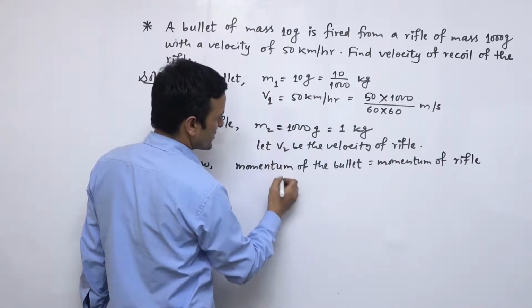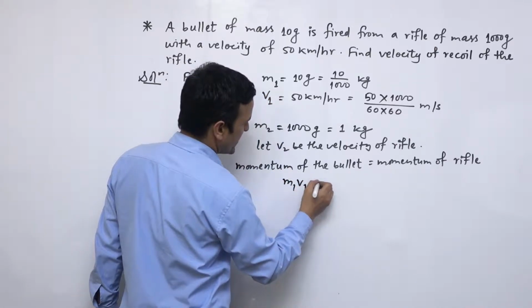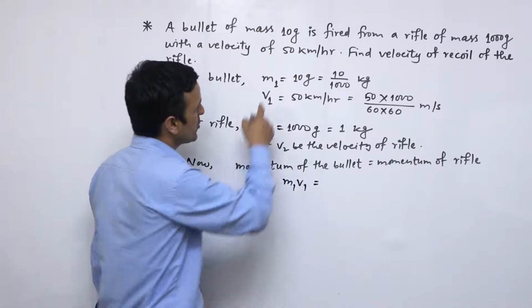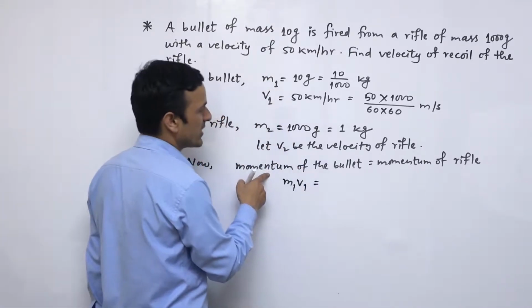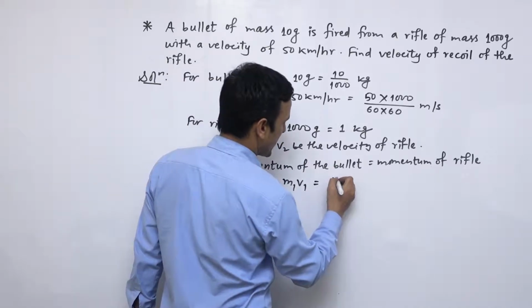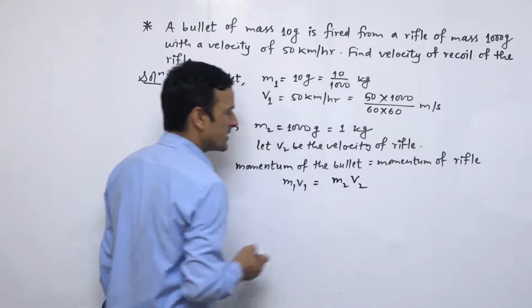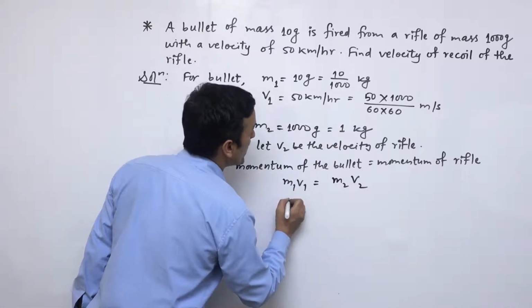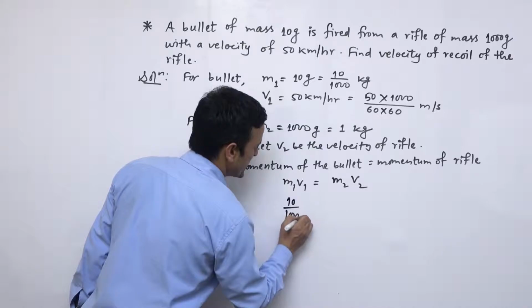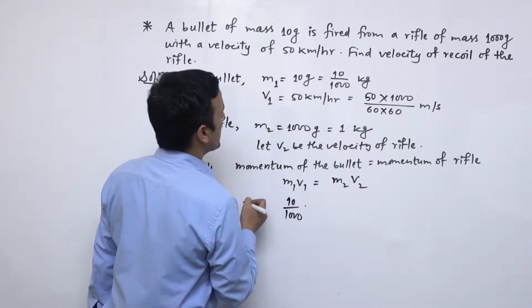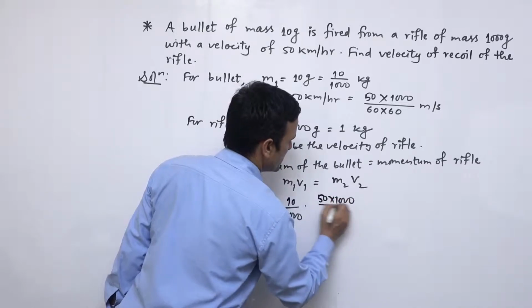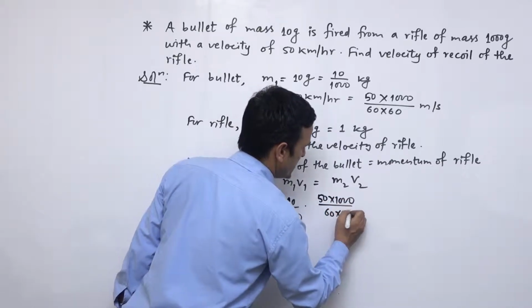We find the momentum of the bullet as m1 v1. Momentum means mass into velocity. So we multiply mass into velocity for the bullet, and again m2 into v2, mass into velocity, for the rifle. So write down the value. M1 is 10 divided by 1000, into v1, which we have as 50 into 1000 divided by 60 into 60.